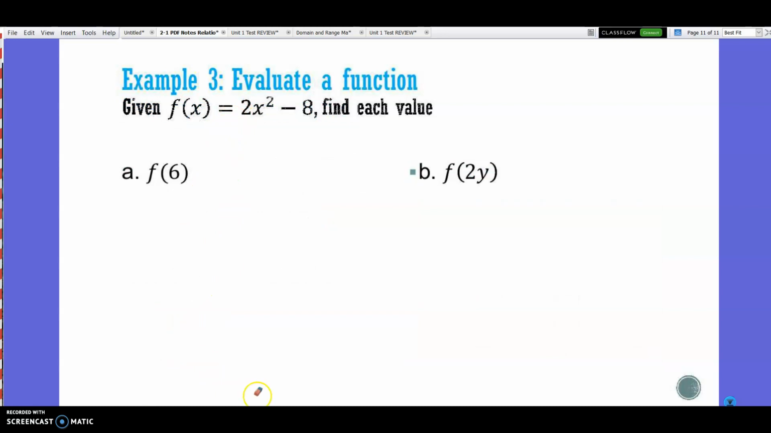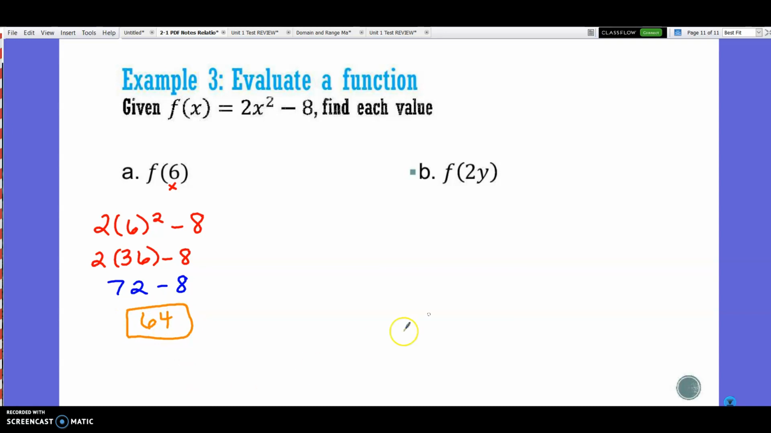Okay. Last one is to evaluate the function. So f(x) is equal to 2x squared minus 8. Find each value. To find f(6), we're going to take x and plug in 6 for that x. So 2 times 6 squared minus 8. Make sure you use the PEMDAS rule, so 6 squared is 36. 2 times 36 minus 8. Then we're going to go ahead and multiply. So we get 72 minus 8. Then we're going to subtract. So we get 64.